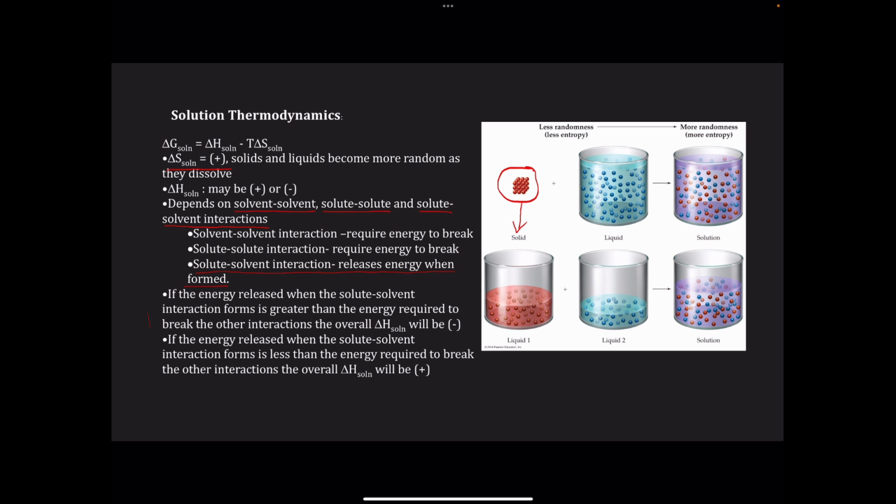So it's going to come down to the strength of our intermolecular forces, and it's going to be impacted by temperature. We'll talk about this in a later chapter, but when it comes to that temperature, remember that's giving us more energy to break those attractions.